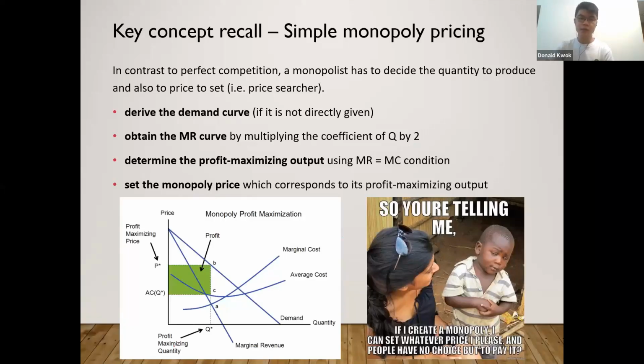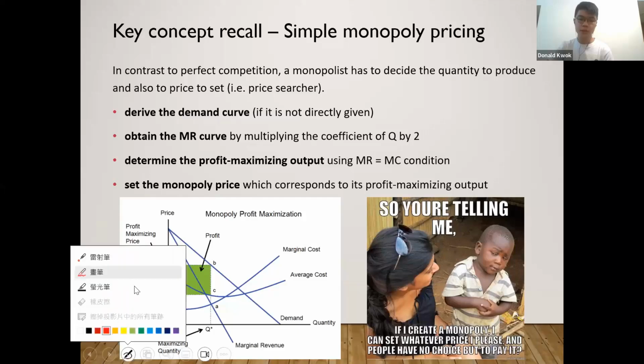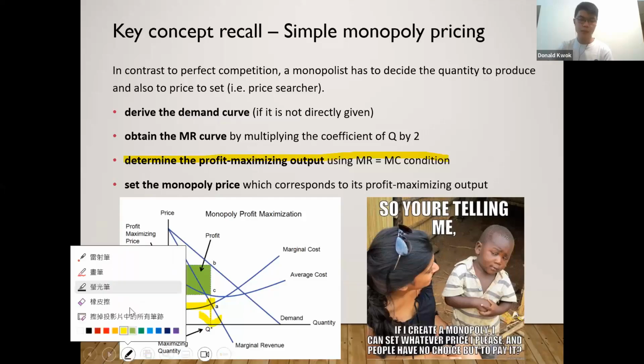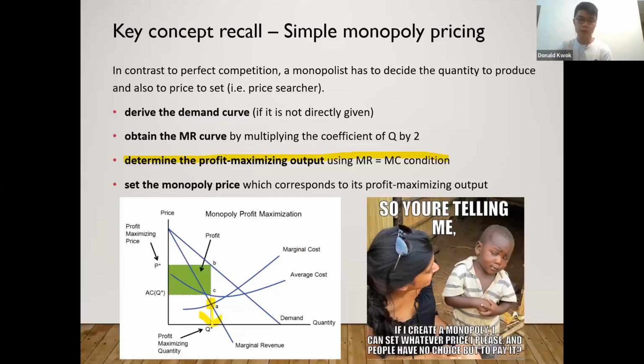And then step 3 is to determine the profit maximizing point using the MR equals to MC profit maximizing condition. So using the graph below here, marginal revenue equals to marginal cost at this point. So the corresponding quantity at this profit maximizing point will be the profit maximizing output of the firm.